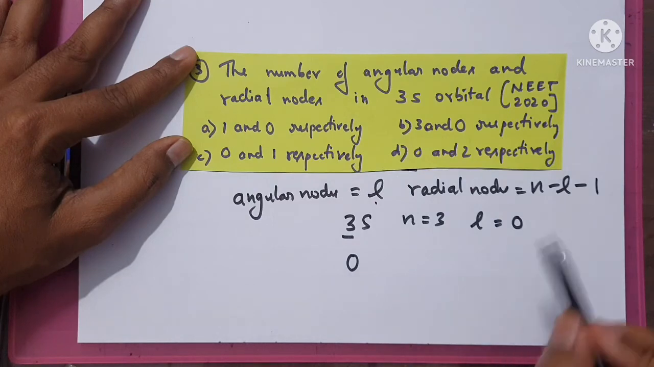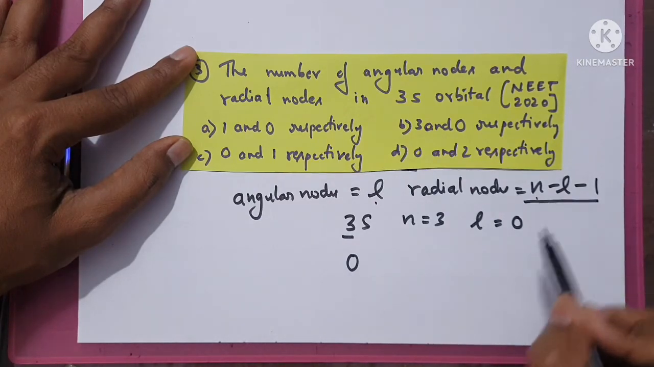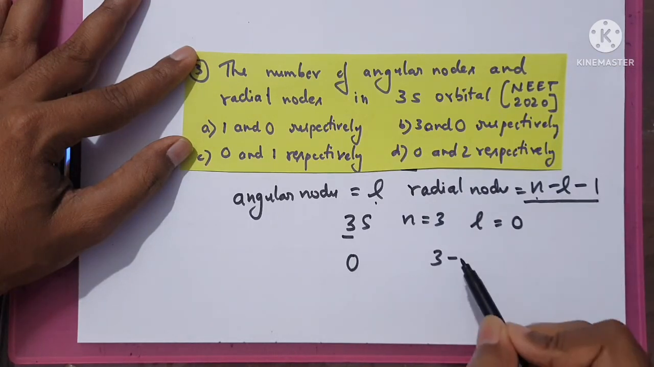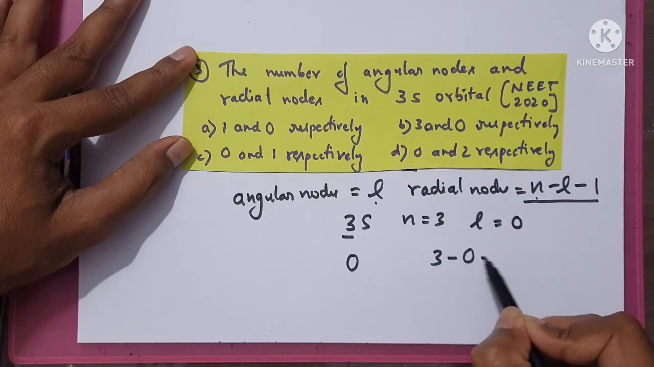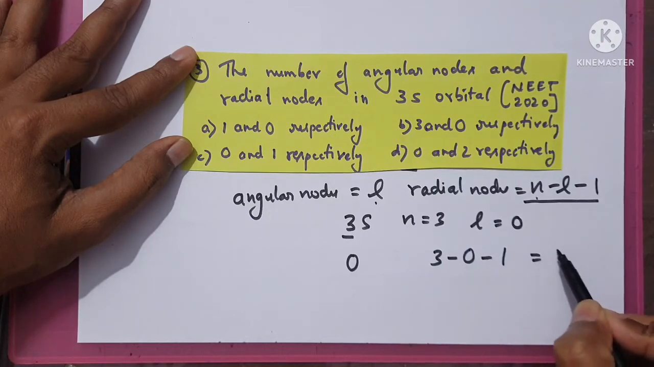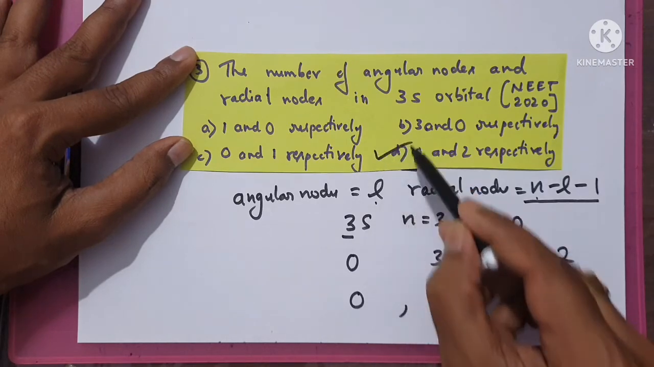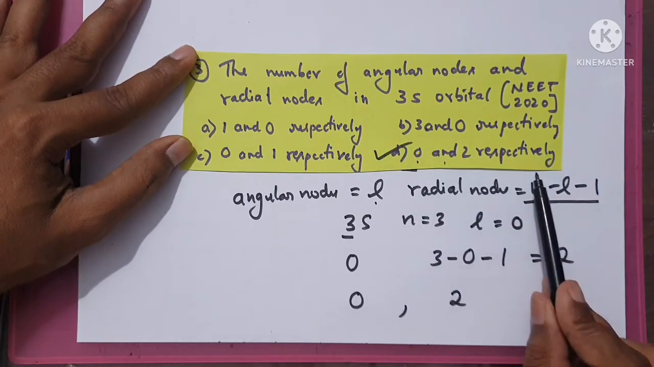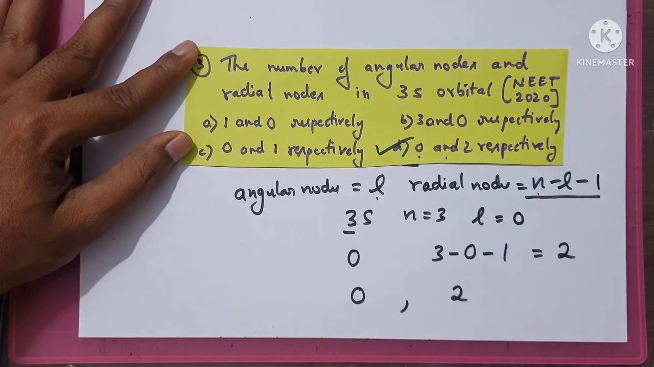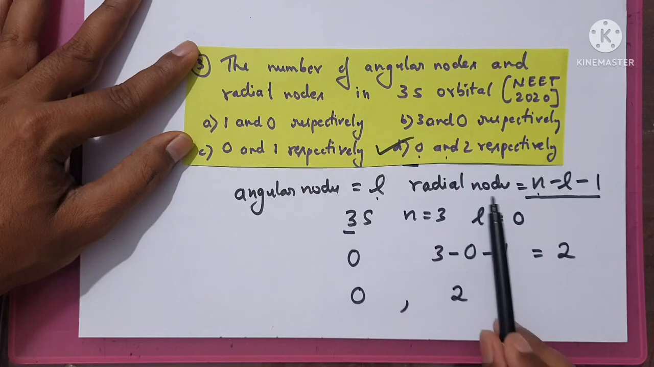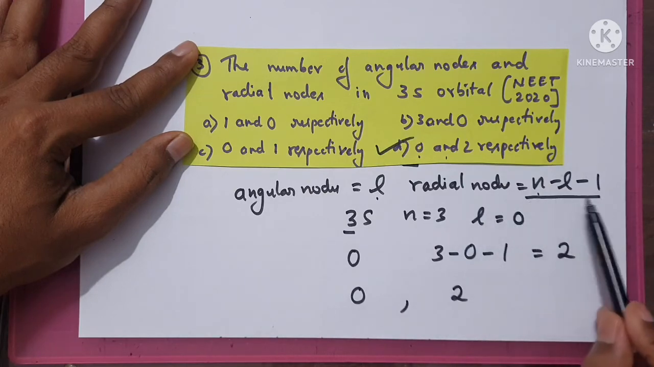Let me go for the next. I'll apply the formula. n is what? n is 3 minus, what is L? L is 0, minus 1. Therefore how much it is? It is 2. So here the radial node is 2 and angular node is 0, that is 0 and 2. Therefore option D has got 0 and 2 respectively. Hope you have understood this question also, which was based on angular nodes and radial nodes. Do remember the formula, children.